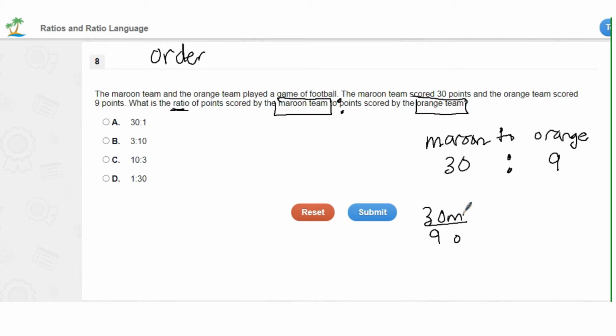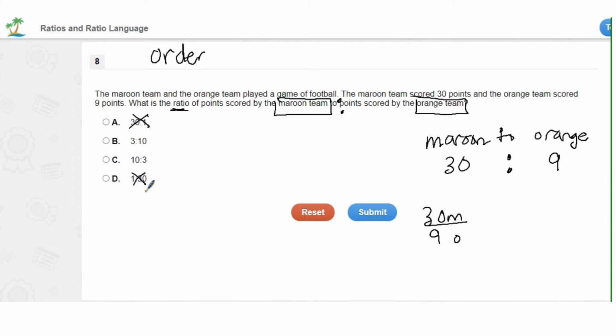Make sure you keep your letters so you can stay organized, because if you change the order, then it's going to be wrong. Now, if you look over here at the answer choices, I don't see 30 to 9. I don't see that, but I can automatically eliminate this one right here, because when the maroon is 30, the orange needs to be 9. So I know this one is incorrect. And I could eliminate this one right here, because when the maroon is 30, first off, it's in the wrong order. Order is important, so I can automatically eliminate that one.